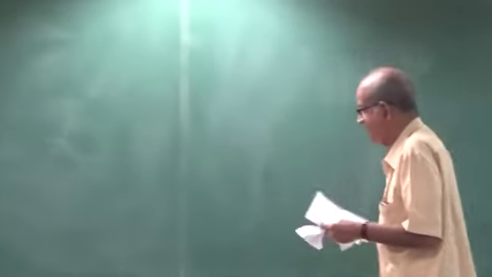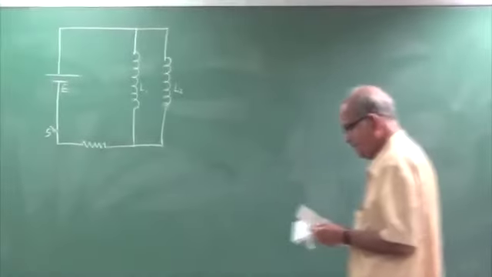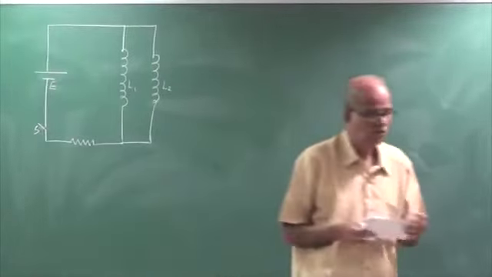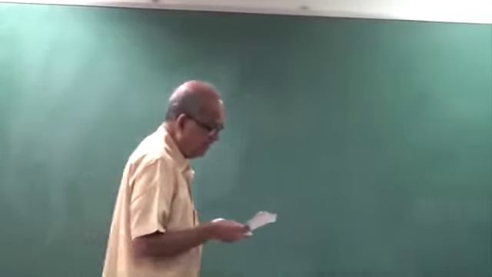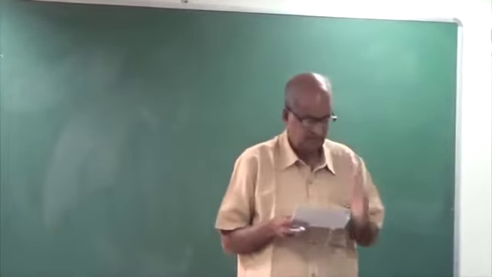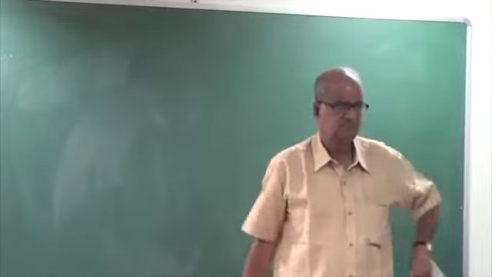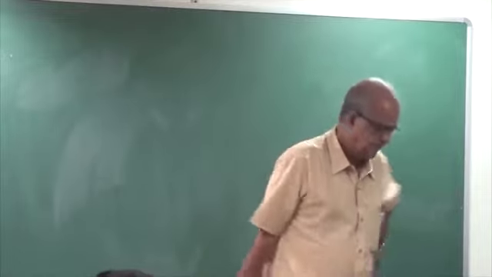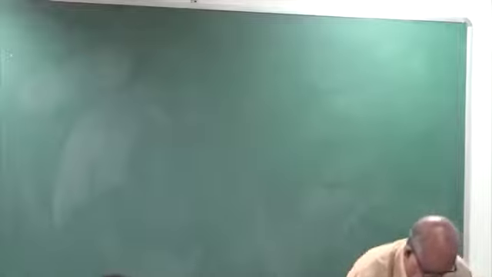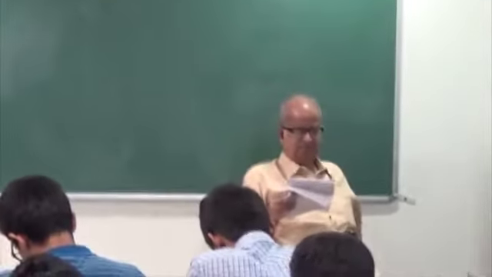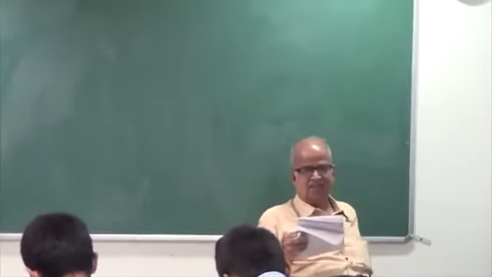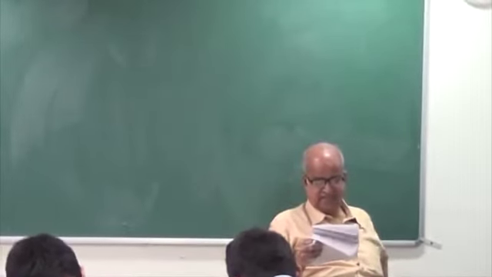In the given LR circuit, if the key S is closed at t equal to 0, find: one, the current in the inductors as a function of time; two, the total magnetic energy stored at any instant. Come on. First give me the current through L1, then the current through L2, then the total magnetic energy stored.